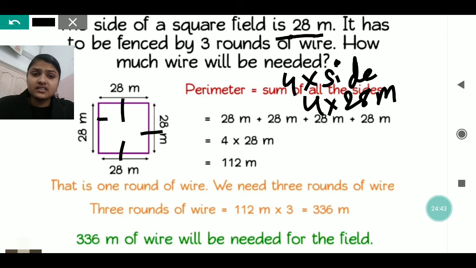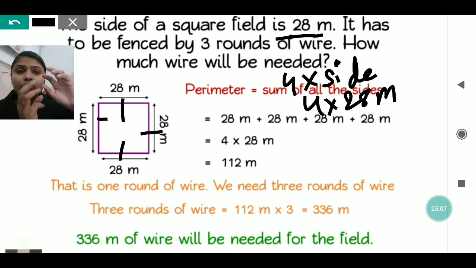Okay, that is, we can say 3 rounds of wire means whatever the length for one round you are getting, the same length is covered 3 times, means he has walked the whole field 3 times. Okay, 3 times, 1, 2 and 3. If one time we are getting 112, then we get 2 more times, so in total 3 times we have to calculate.